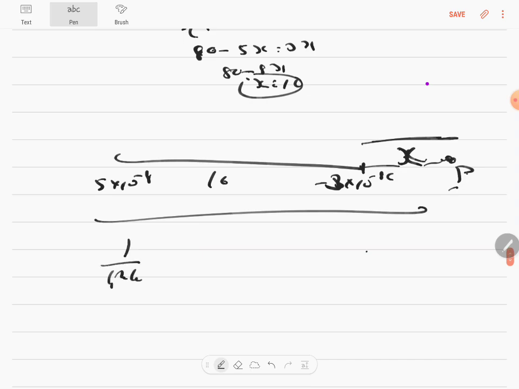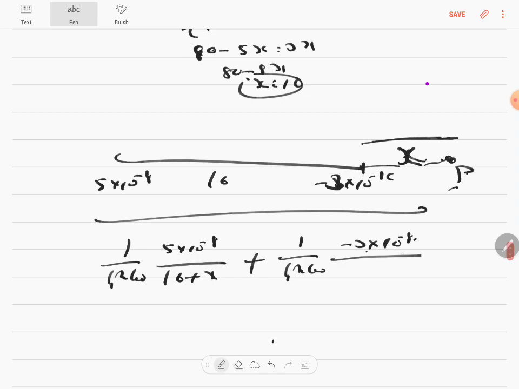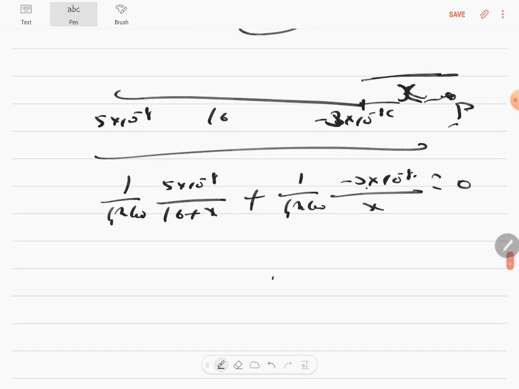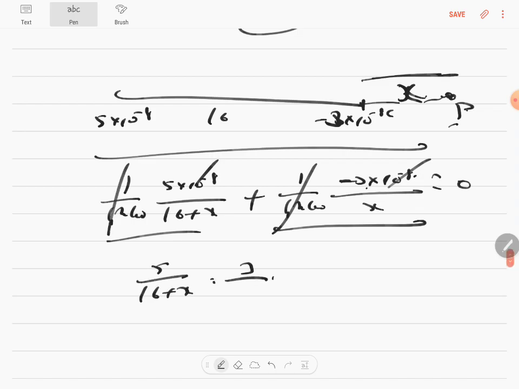So 1 by 4 pi epsilon naught into 5 into 10 to the power minus 8 by the whole distance, which is 16 plus x, plus 1 by 4 pi epsilon naught into minus 3 into 10 to the power minus 8 by that distance, which is x, can be equal to 0. The net potential can be 0 at that point, which means this is equal to this; minus and minus, the minus all goes away. The 10 to the power minus 8 gets cancelled and the negative sign goes away. 5 by 16 plus x is equal to 3 by x.